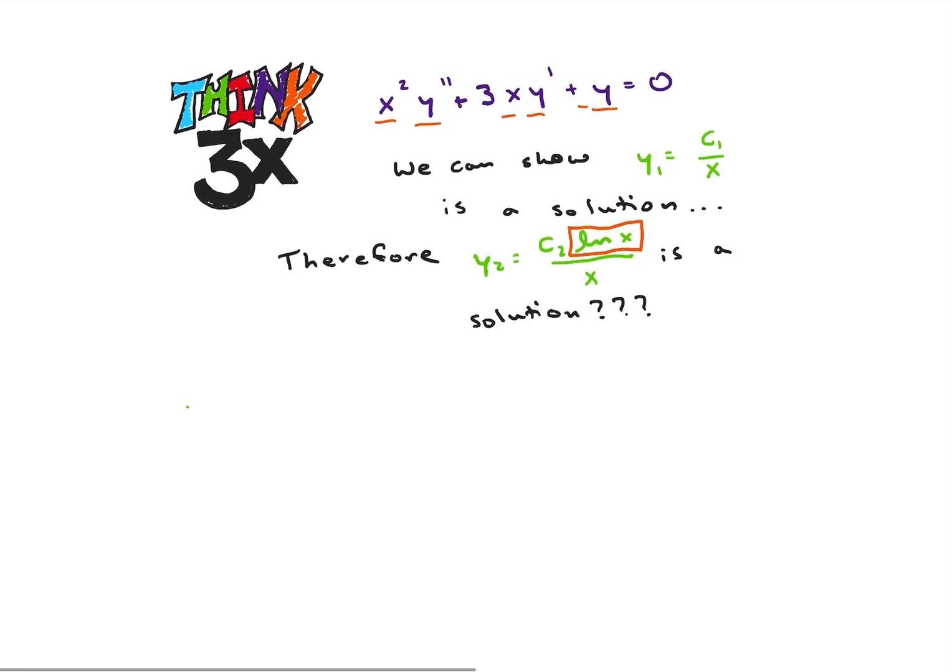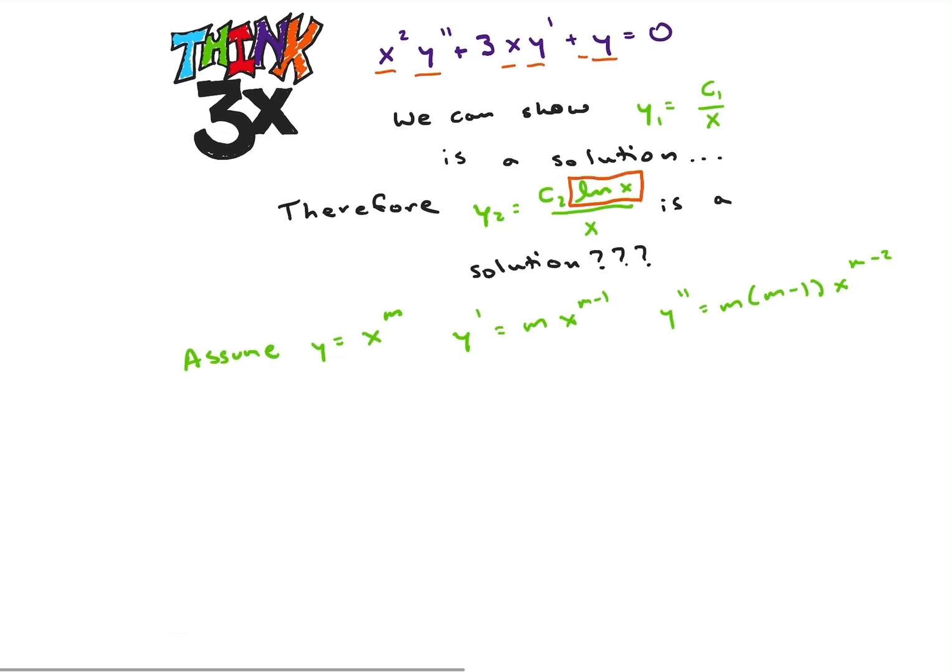Okay, so to start off, I'm going to look at our equation up here and talk about how we can solve it. So let's assume that we have an answer of the form y equals x to the m. So if we do that, our first derivative is going to be m times x to the m minus 1, and our second derivative is m times m minus 1 times x to the m minus 2. So if I plug those into my original equation, I'm going to get x squared times my second derivative, which is m times m minus 1 x to the m minus 2 plus 3x times my first derivative, which is m times x to the m minus 1 plus y, which is my x to the m term. And this whole thing is equal to 0.